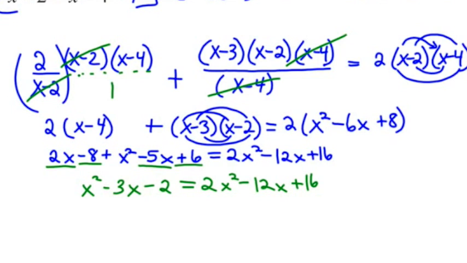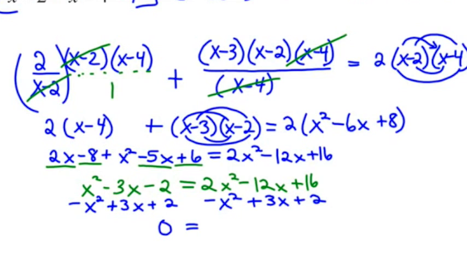All right, now that we're at this spot, we're comparing two quadratics. And what I'm going to go ahead and do is combine some like terms here. So I'm going to subtract x squared from both sides. I'm going to add 3x to both sides. And I'm going to add 2 to both sides. So what I'm left with on the left-hand side is 0, which is good. That's what I want. And now I have 0 equals x squared minus 9x plus 18.